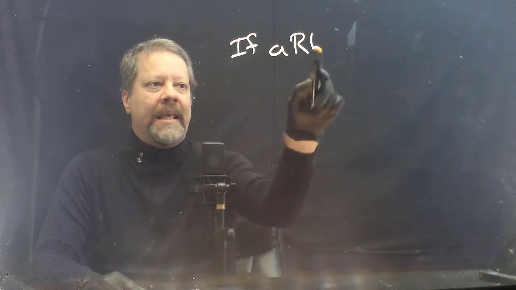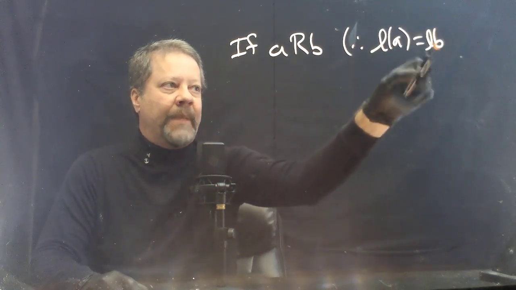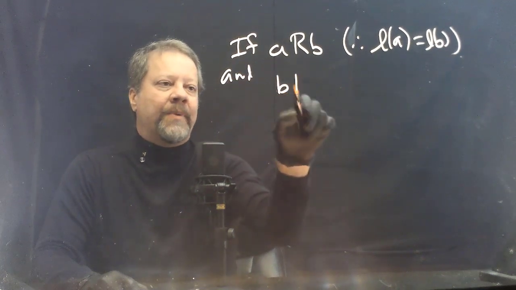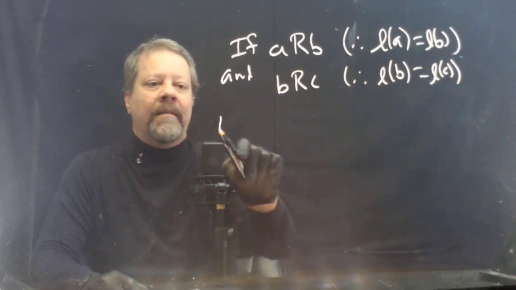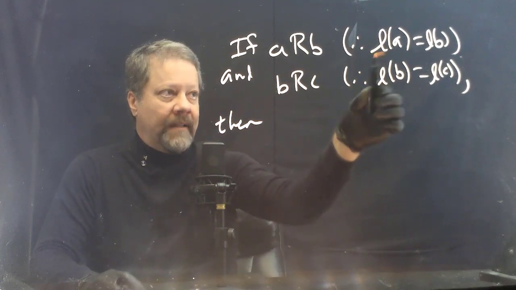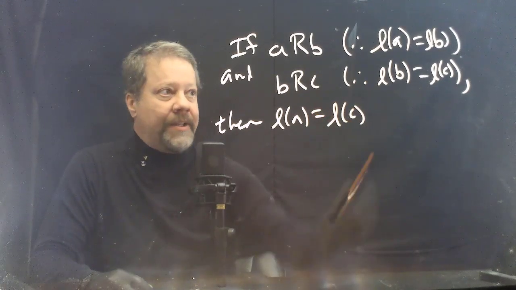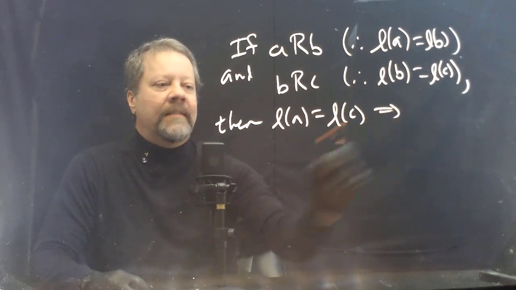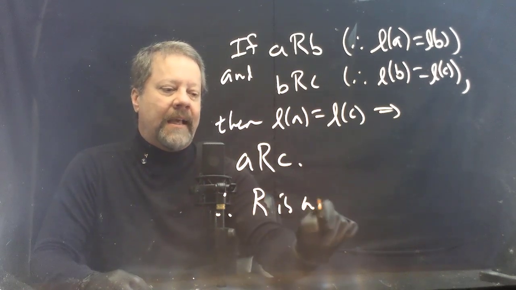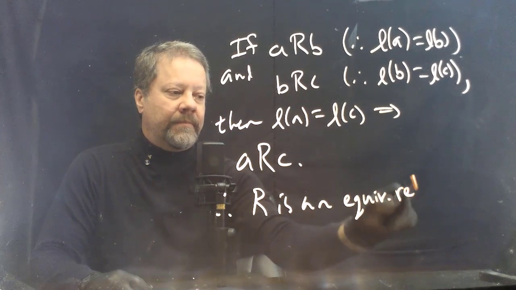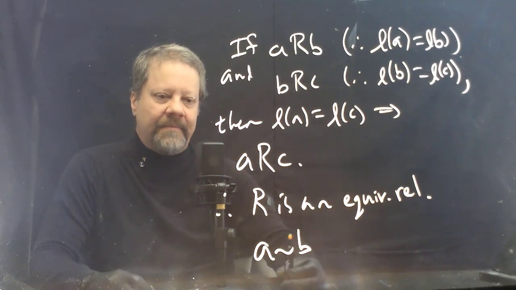So if A is related to B, and hence the length of A equals the length of B, and B is related to C, which means therefore that the length of B is equal to the length of C, then the length of A will be equal to the length of C, because the equal sign is an equivalence relation, and so we'll have transitivity there. And that implies A is related to C. We deduce then that R is an equivalence relation, and so we can now talk about A is equivalent to B if their lengths are the same.